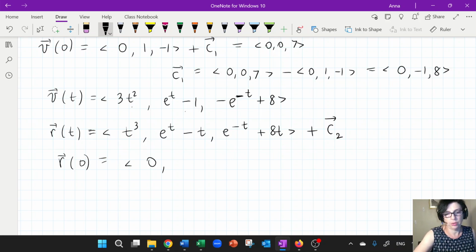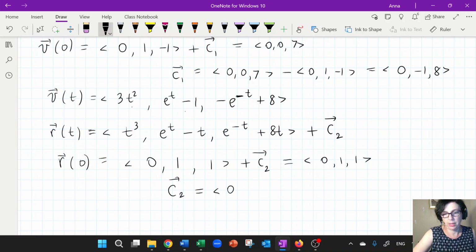We will get 0. Then e to the power 0 is 1, and then e to the power negative 0 is also 1. Plus this constant vector c2 should be equal to the initial condition, which was 0, 1, 1. To solve for that, vector c2 will just be the difference between these two vectors. And guess what? Everything here cancels out. So it looks like vector c2 is just a 0 vector.